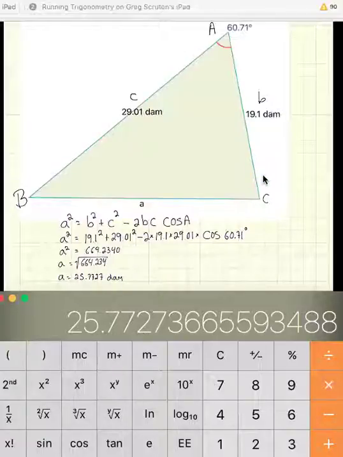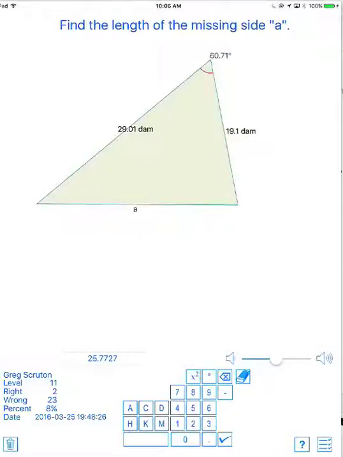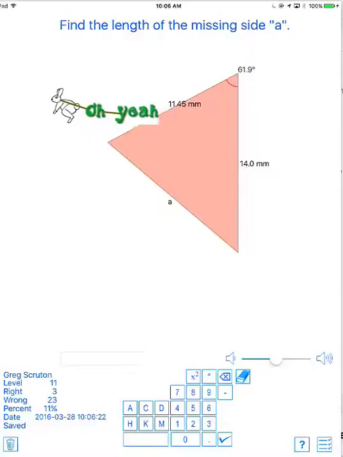All right, let's put it into the app and see if we're correct. 25.7727, and our units are decameters. So space, DAM, and then we click on the check button to see if we're right. And yay, we are.